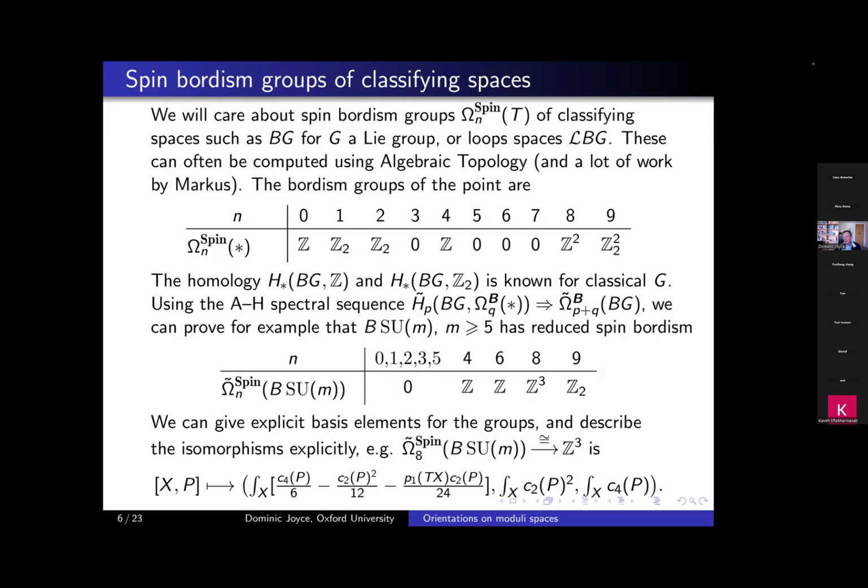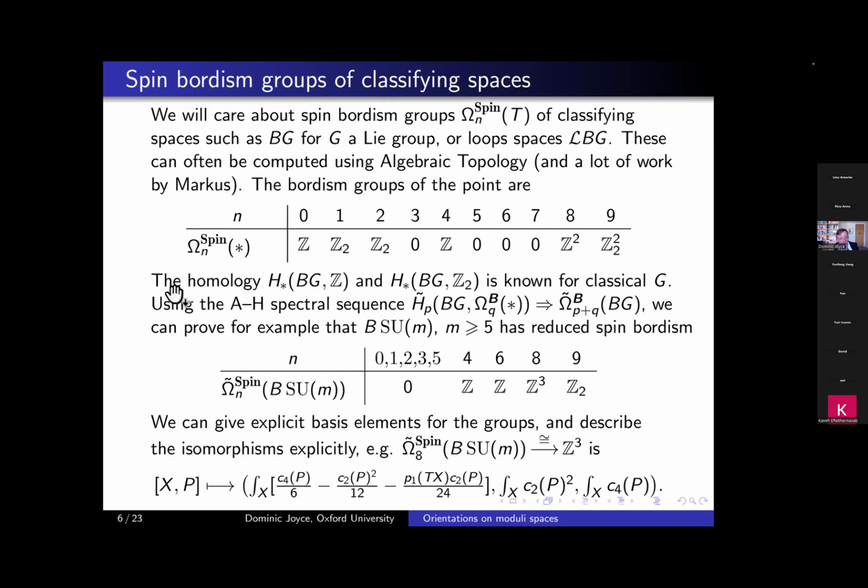I should say that my collaborator, Markus Upmeier, is the one that did nearly all the work in computing all of these bordism groups for us. So it's known that the spin bordism groups of the point are given in this table, up to degree 9 at least. They're made out of Z's and Z2's. And you can explain these, they are understood very, very explicitly. For example, this is generated by the circle with the non-trivial spin structure.